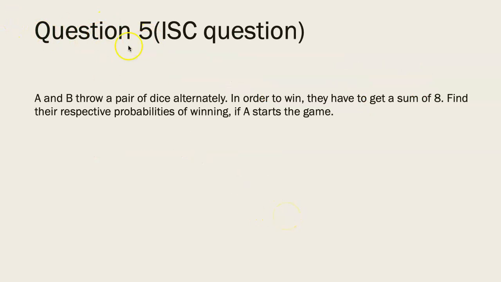Question 5. Now this has been an ISC question, ISC board 12. A and B throw a pair of dice alternately. In order to win, they have to get a sum of 8. Find their respective probabilities of winning if A starts the game.